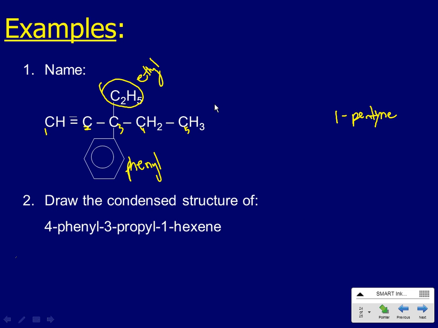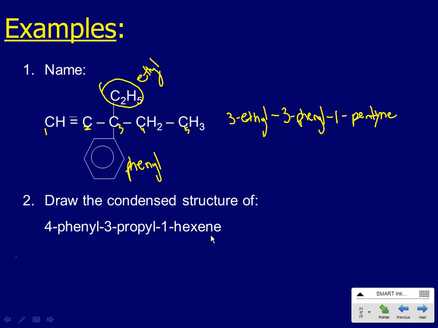Now my branches, ethyl first, 3 ethyl. And the phenyl's also on the 3. 3 phenyl, 1 pentyne. Okay? So just treat it, if it's hanging off like a branch, as a branch, a phenyl group. Put it in alphabetically just like everything else. If you have 2 phenyls, I guess you could have diphenyl. No big deal. Again, to draw, start with the back end.